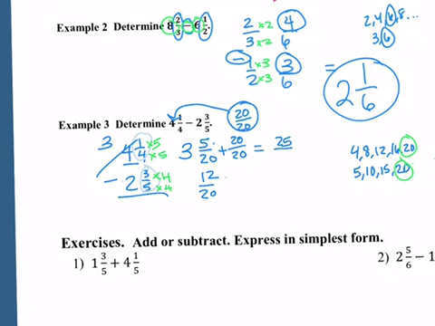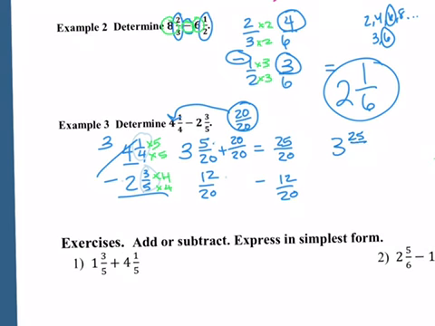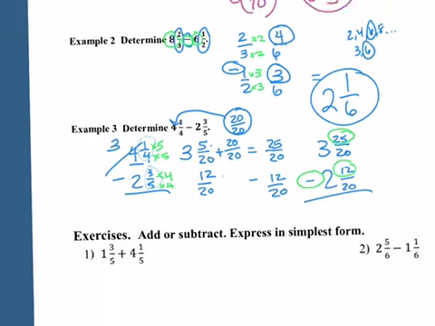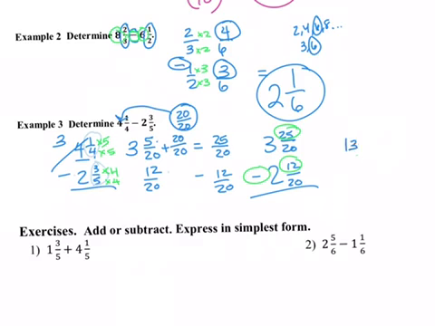So 25 over 20 minus 12 over 20. So now I can subtract them without having to deal with integer rules. So the problem now becomes 3 25/20 minus 2 12/20. Okay, so I can subtract my fractions. 25 minus 12, and that gives me 13. Denominator stays the same. Go back and subtract my whole numbers. 3 minus 2 is 1.